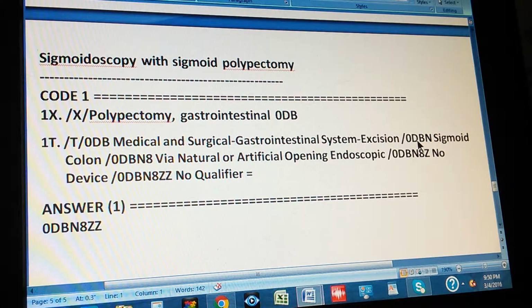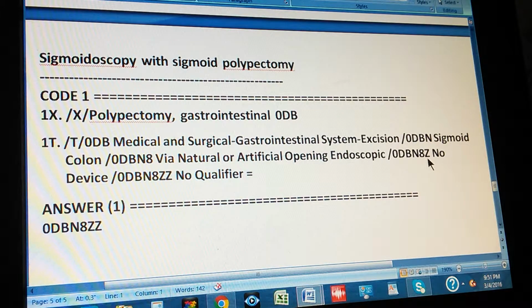One more character. N is sigmoid colon. We told you in the tips that sigmoid or sigmoid colon is the same, right? So one more character. 8 is via natural or artificial opening endoscopic. Right. And remember that we told you if it doesn't say percutaneous, then it has to be via natural or artificial opening. Okay? And the next character?